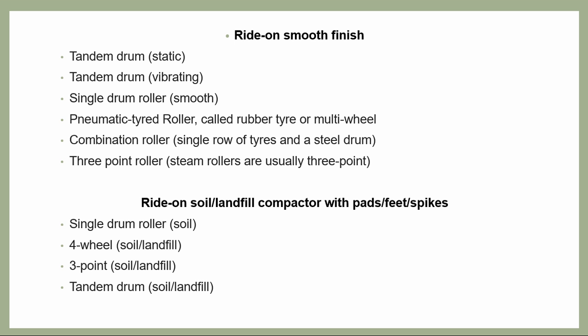Then there is the pneumatic tire roller, which is called the rubber tire or multi-wheeled roller, because it has some portion of rubber tires and another portion a cylindrical drum. Next is the combination roller, where a single row of tires is combined with a steel drum. Another one is the 3-point roller, where steam rollers usually rest on 3 points. So these rollers are basically used for ride on smooth finishing purposes.